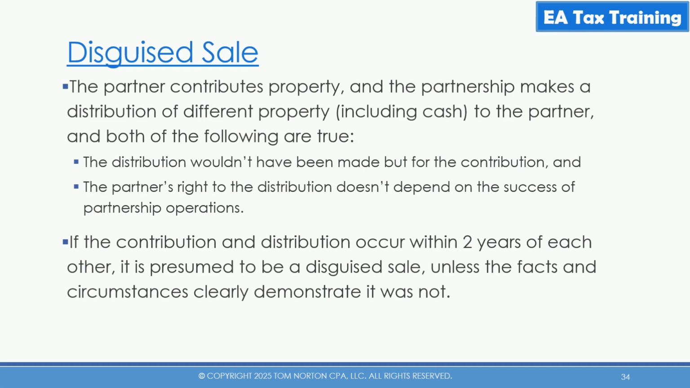So just remember these rules. The partner is contributing a building, they are getting back a distribution. That's a distribution they would not have gotten if they had not contributed the building. The distribution had nothing to do with the success of the partnership operations. Then it will be a disguised sale. And if those two things happen within 2 years of each other, they will be presumed to be a disguised sale. It could be longer than 2 years and still be a disguised sale. But if it's within 2 years, then it will be presumed to be a disguised sale.